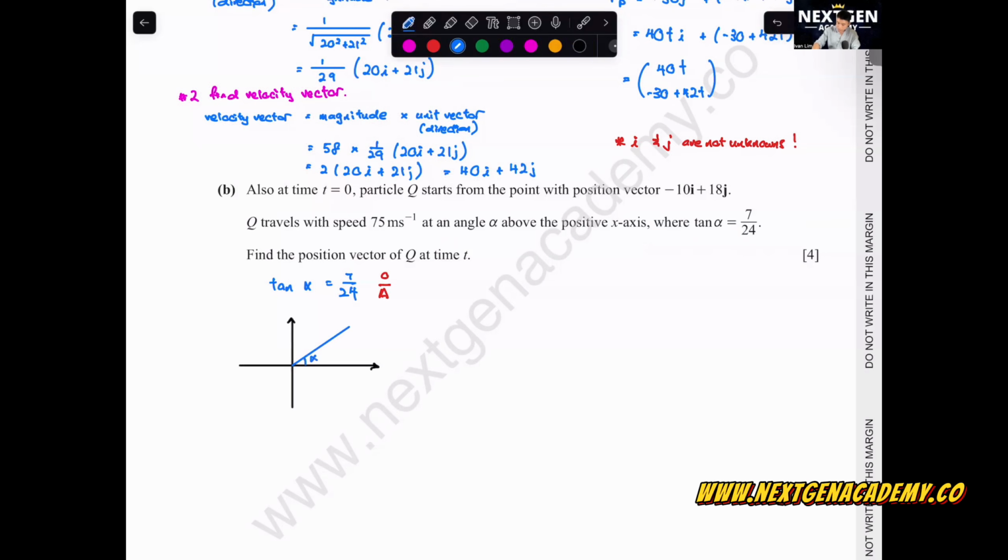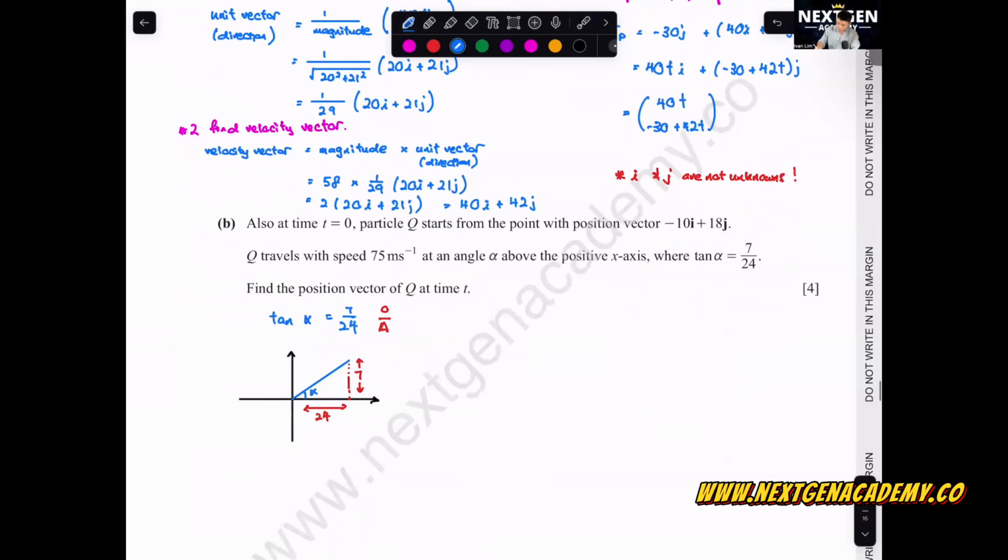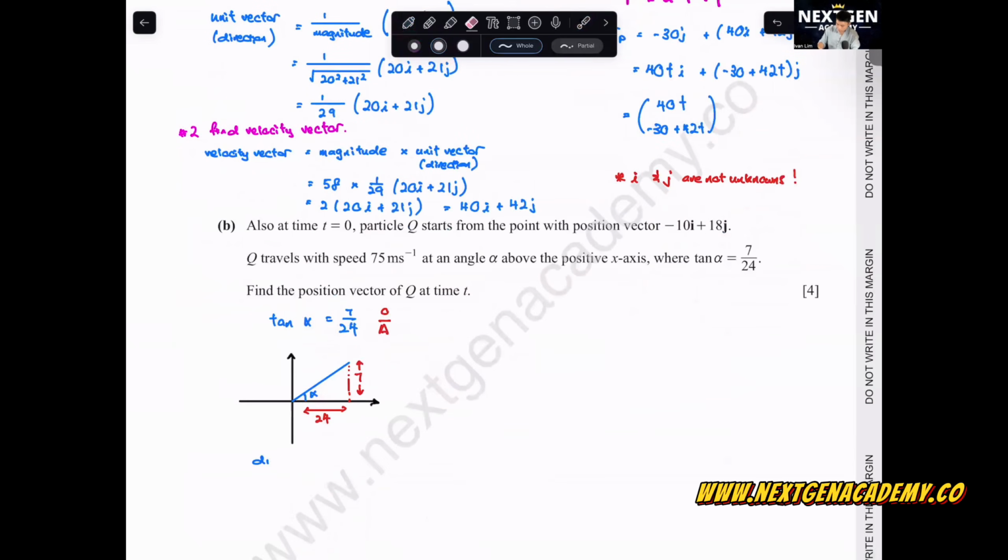This is your alpha. We have here, which is 7. We have here, which is 24. Okay, you draw this out first. This is the direction of the particle Q. Okay, so remember again, we have direction 24, 7. Okay, can I say that the direction, so just now how did I write? Direction according to this diagram right now is equals to 24i plus 7j.